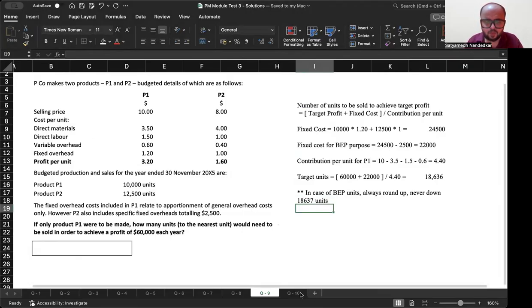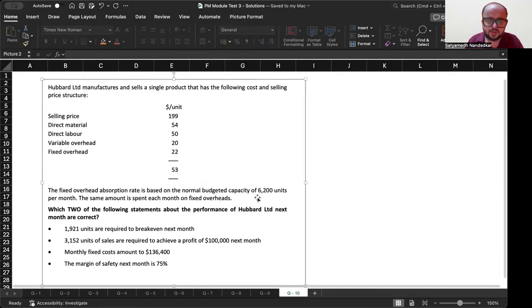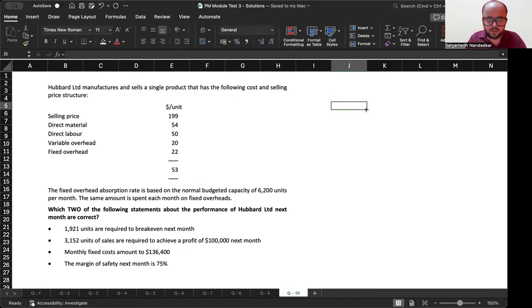Okay, let's talk about the next one, which is Hubbard Limited. Which two of the following about the performance of Hubbard Limited's next month are correct? Hubbard Limited manufactures and sells a single product that has the following cost and selling price structure: selling price, material, labor, variable overhead, fixed overhead. The fixed overhead absorption rate is based on the normal budgeted capacity of 6200 units per month.